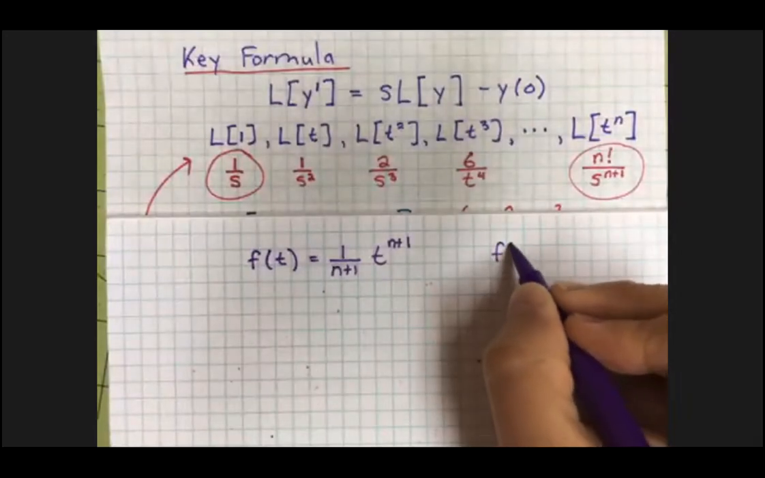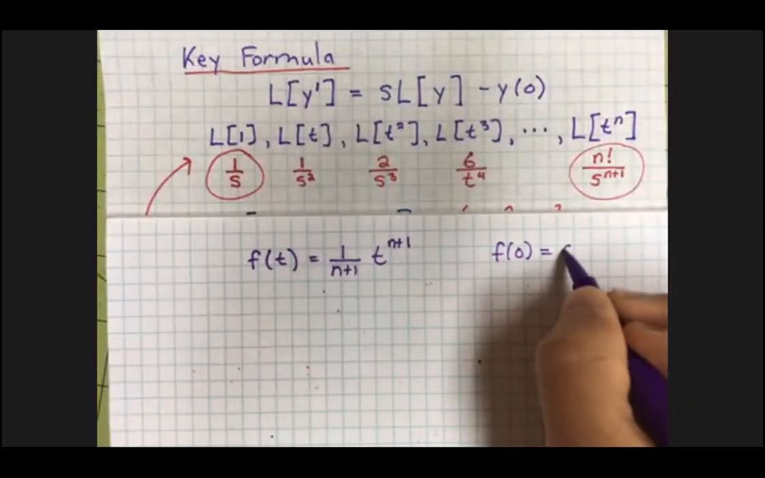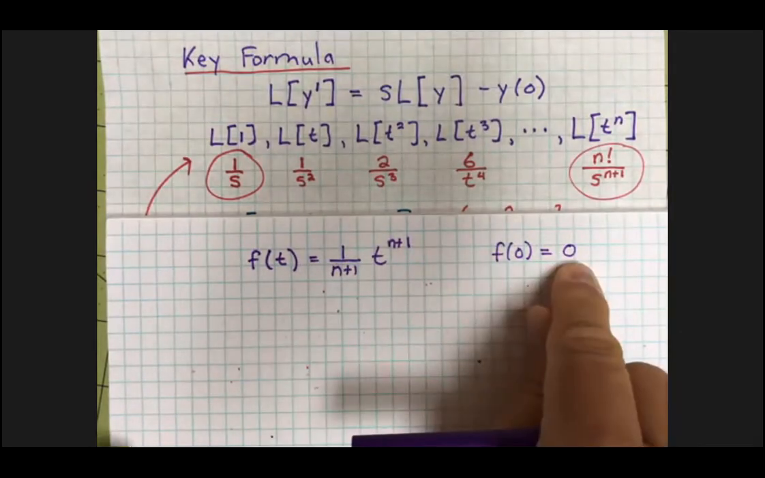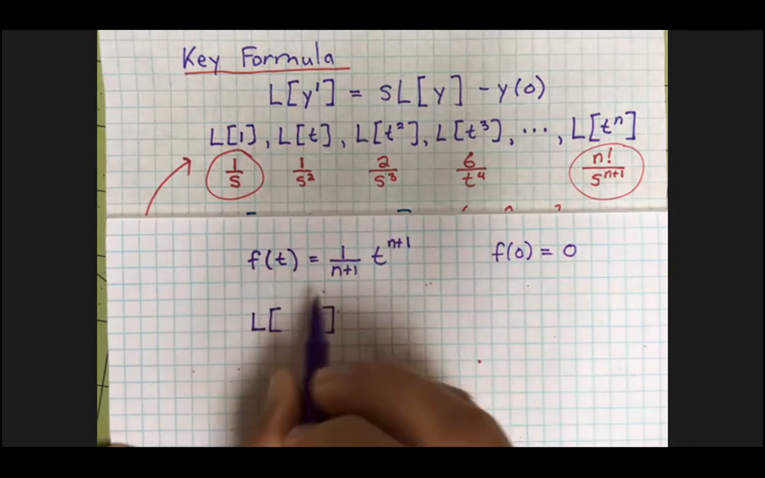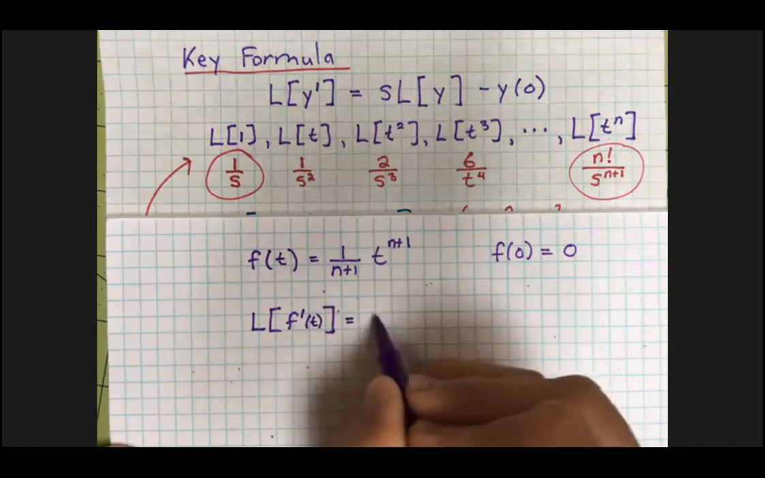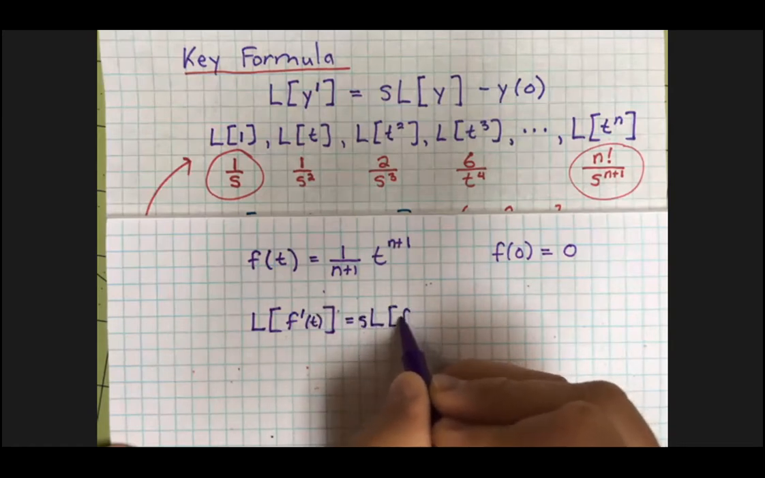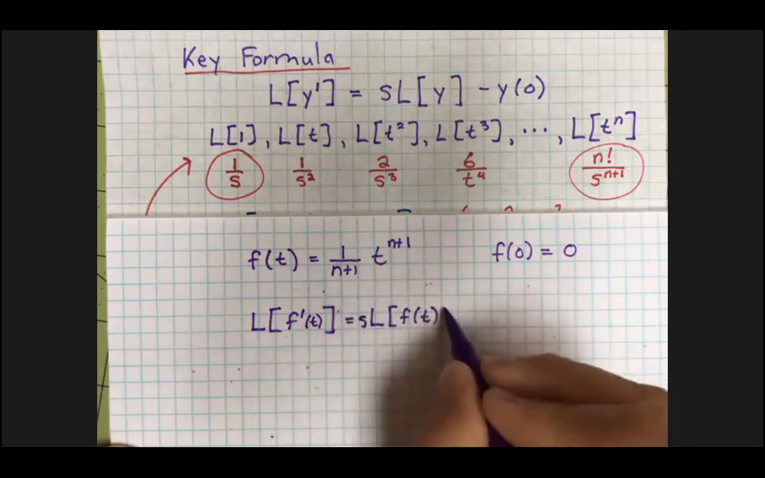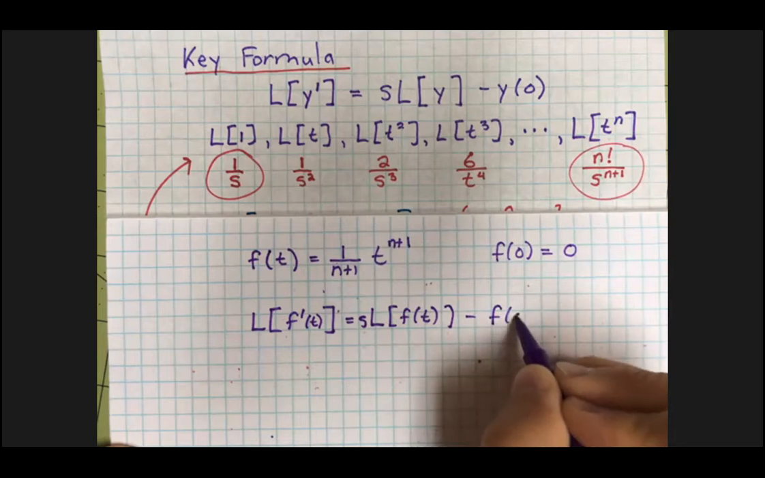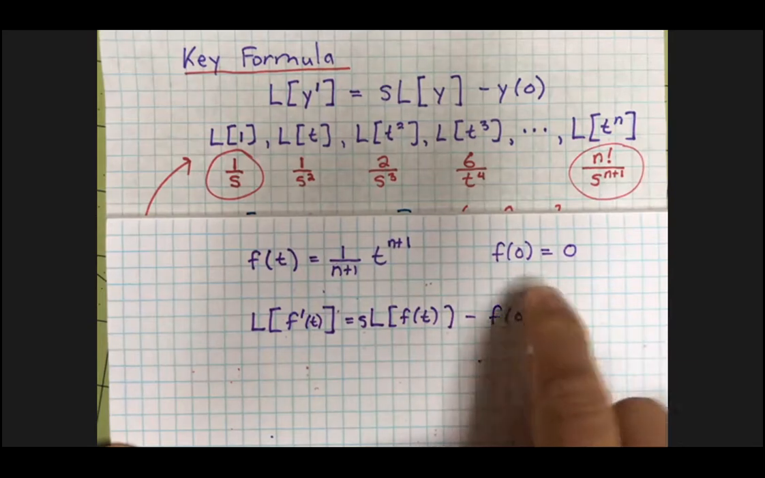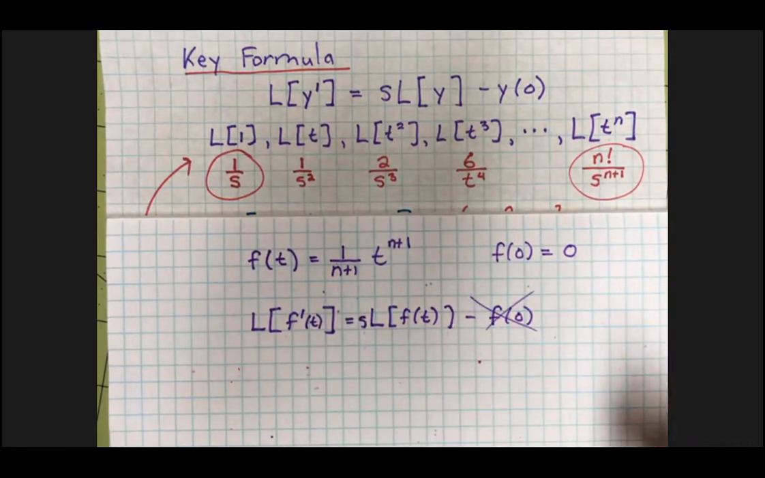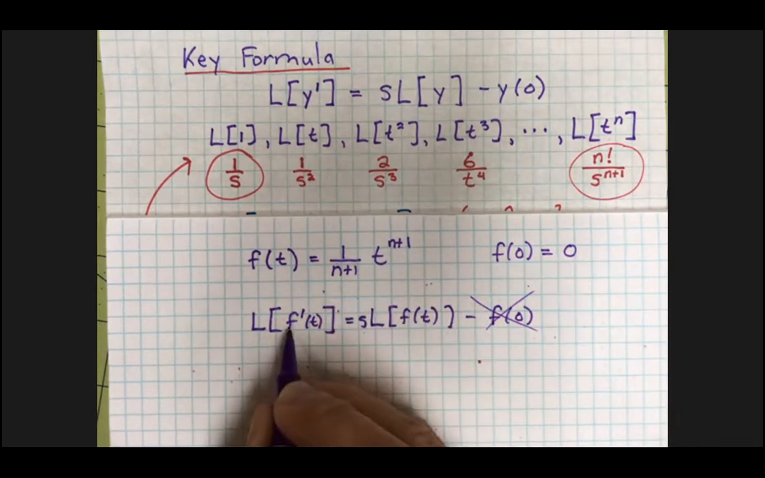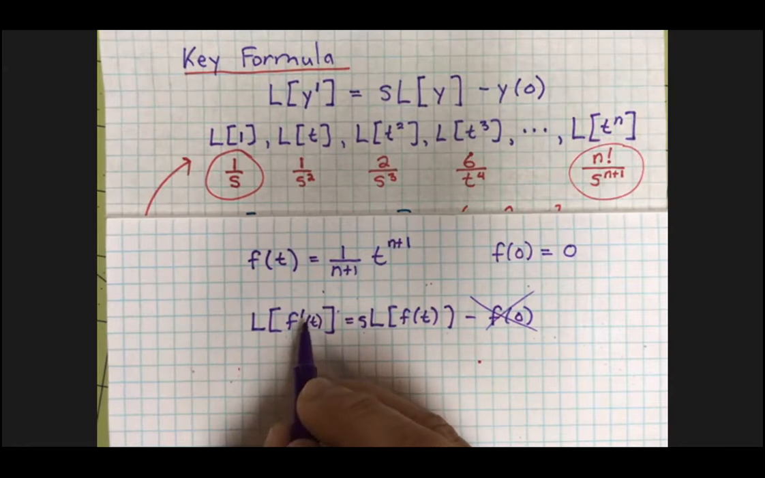Notice that f of 0 is 0. When you put 0 in for t, you get 0 out. So what I have here is the Laplace transform of the derivative of f is equal to the Laplace transform of f times s minus f at zero. But because of the cool way we chose f, this piece is gone. Now let's look at these two pieces. What's the derivative of f? Because of the cool way I chose f, the derivative is what? Laplace transform of t to the n.